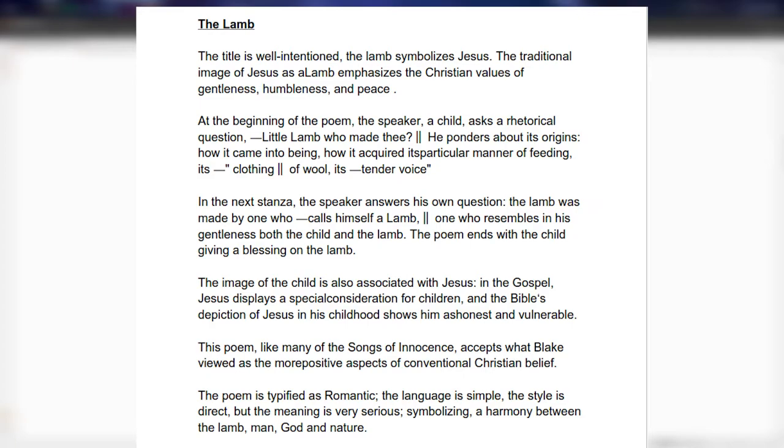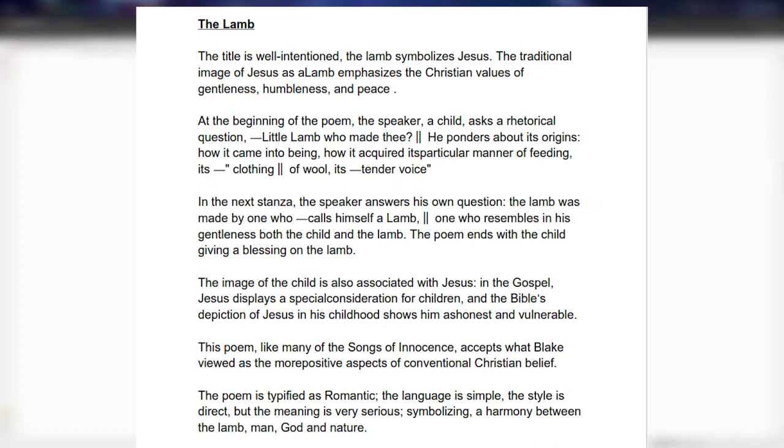Okay? The poem ends with the child giving a blessing on the lamb. How about that? The child leaves the ground, or the floor, and gives it to a third speaker who is not the lamb and who is not the child. The image of the child is also associated with Jesus.